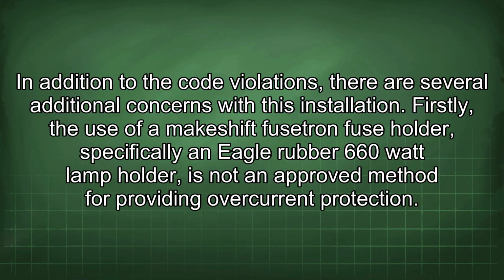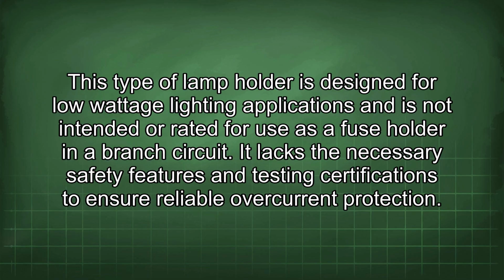In addition to the code violations, there are several additional concerns with this installation. Firstly, the use of a makeshift Fusitron fuse holder, specifically an Eagle Rubber 660-watt lamp holder, is not an approved method for providing overcurrent protection. This type of lamp holder is designed for low wattage lighting applications and is not intended or rated for use as a fuse holder in a branch circuit. It lacks the necessary safety features and testing certifications to ensure reliable overcurrent protection.